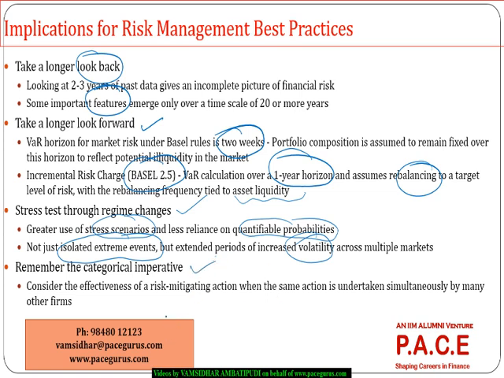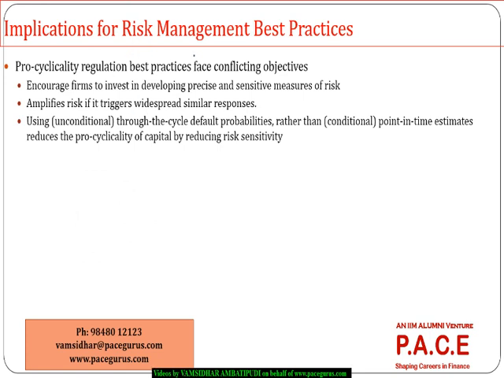And I have to remember the categorical imperative. Every firm really needs to appreciate that any risk mitigation action, when it is taken simultaneously by multiple parties, will really backfire on the effectiveness that the particular solution is expected to bring. And pro-cyclicality regulations really have conflicting objectives. On one side, regulators encourage the firms to invest in developing precise and sensitive measures of risk, and whatever good best practice of risk management comes out, if it is implemented in a similar manner, it is amplifying the risk. Similar response taken up by all the financial institutions is amplifying the risk.